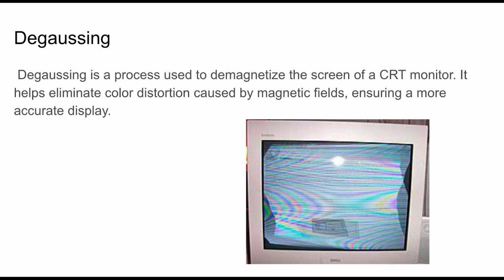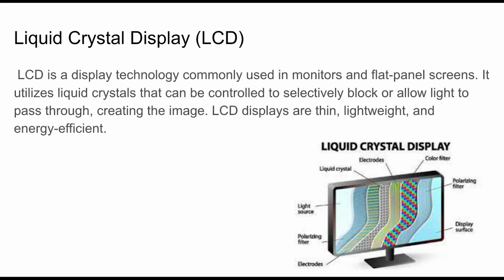Degaussing, if you guys are familiar with Gaussian blur, I guess it's on Instagram too, they have the blur feature. Degaussing is a process used to demagnetize the screen of a CRT monitor. It helps eliminate color distortion caused by magnetic fields, ensuring a more accurate display. So you can see this picture is distorted. You would use degaussing to get this back to its original form.